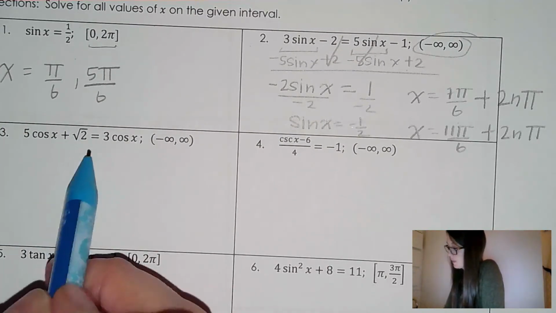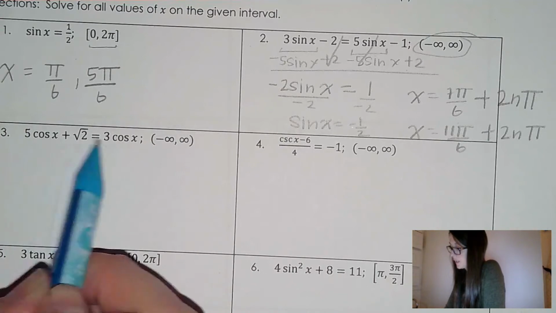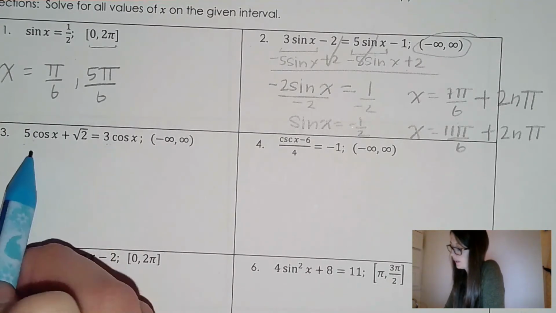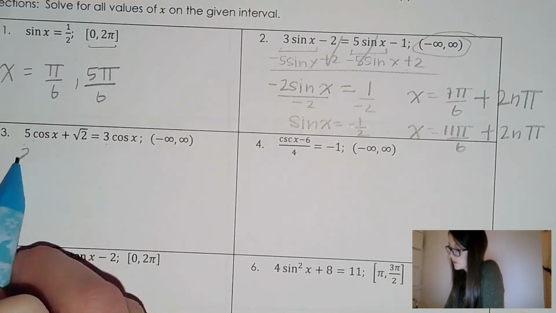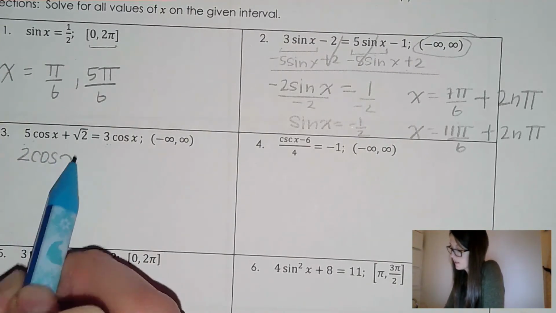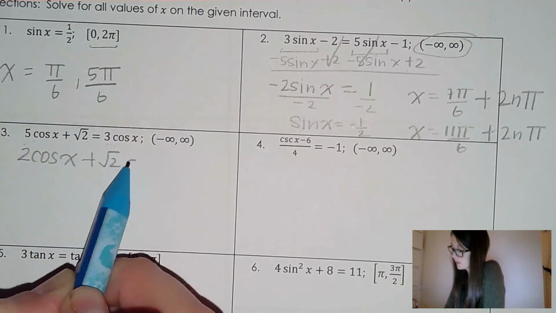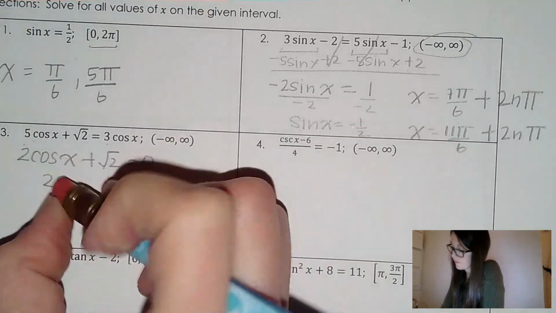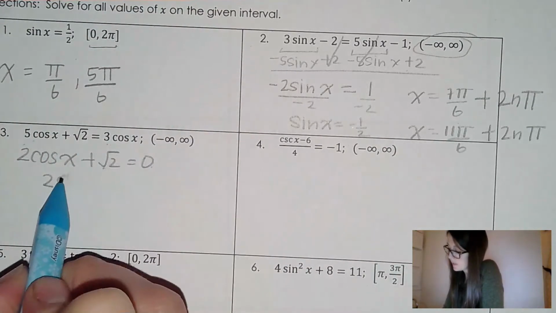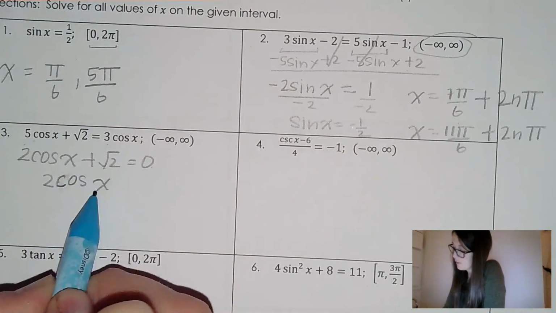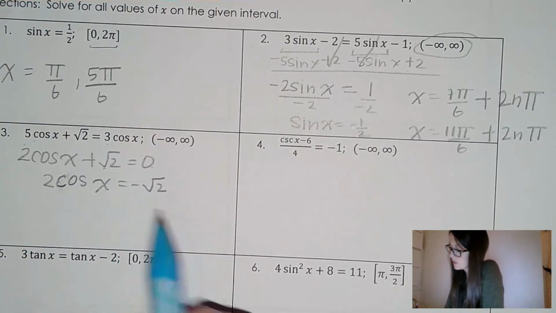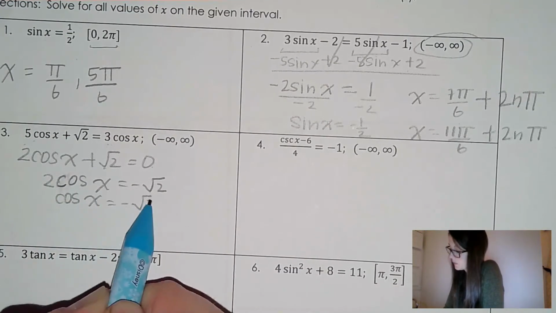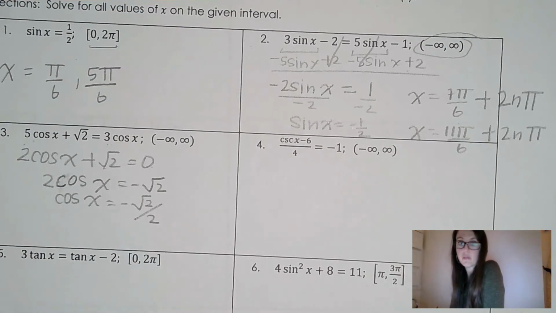Okay, so same thing here. I want to combine my cosines on both sides. If I subtract my 3 here, this will be 2 cosine of x plus square root of 2 is now going to be equal to 0. If I move my square root of 2 over, it becomes a negative square root of 2. If I divide both sides by 2, then cosine of x is going to be equal to negative square root of 2 over 2.